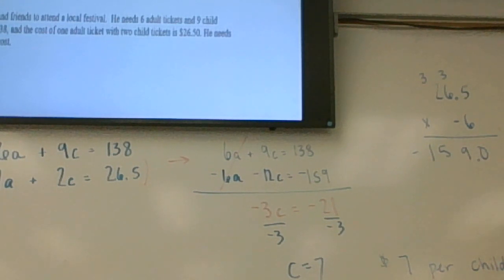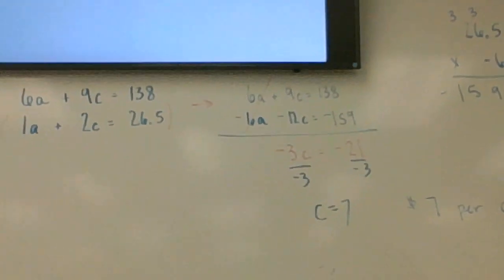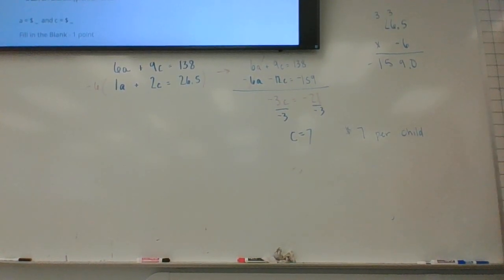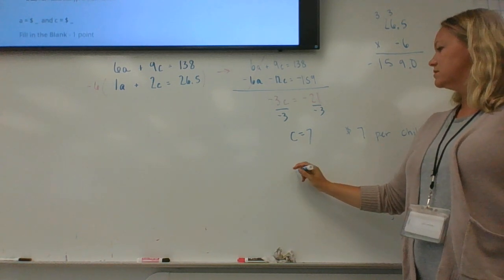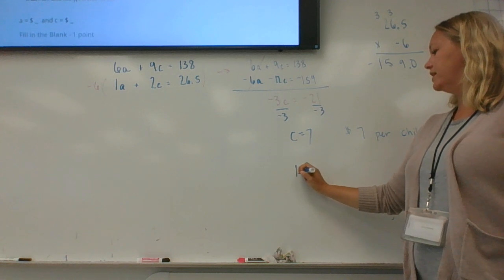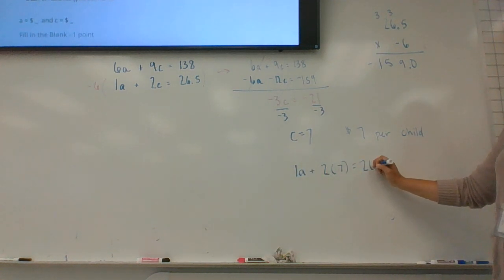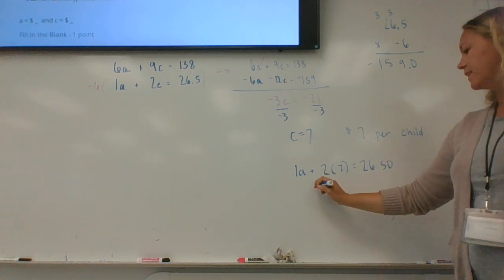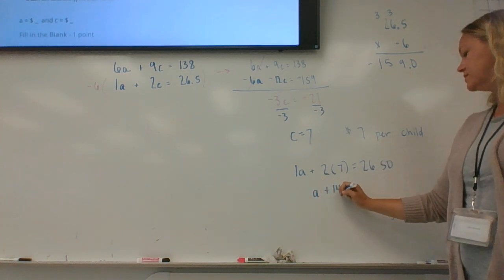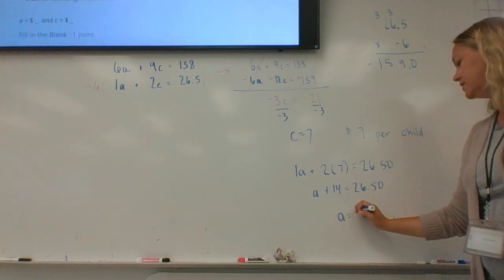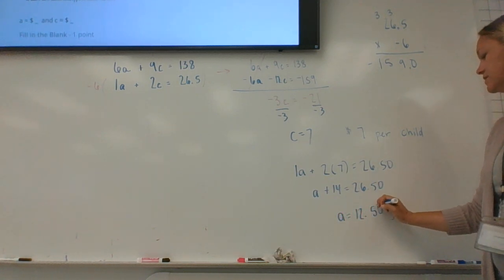Then you plug 7 in to find the cost of an adult ticket. That was the hardest one without a calculator. All of the rest of them you really didn't need calculators for. So I'm going to do 1a plus 2 times 7 equals 26.50. A plus 14 equals 26.50. An adult ticket would be $12.50.